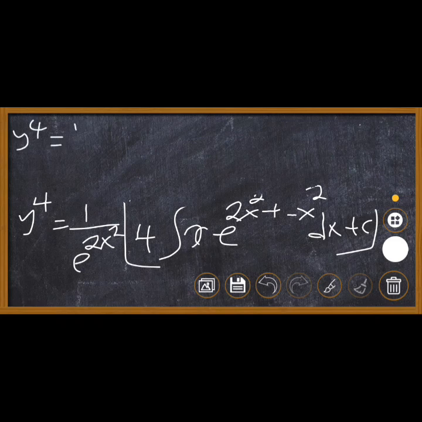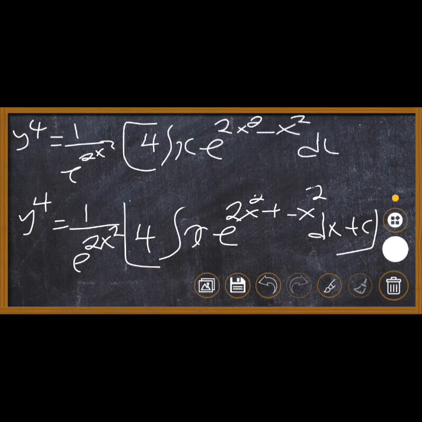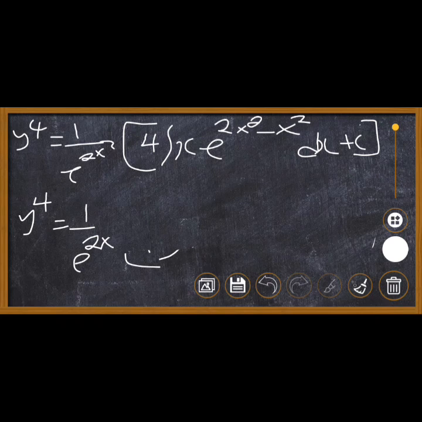So in this case, we have 1 over e power 2x squared. Outside here, we have 4 and then x. Where we have positive and negative, it is just negative. So we are going to have e power x squared, then minus x squared, then dx plus constant c. So we can remove this, simply remove it so that we create space.